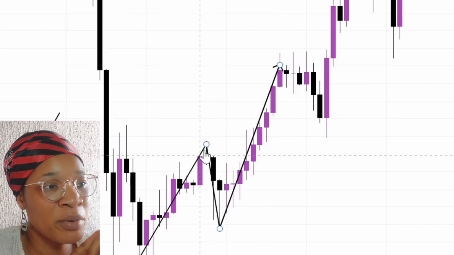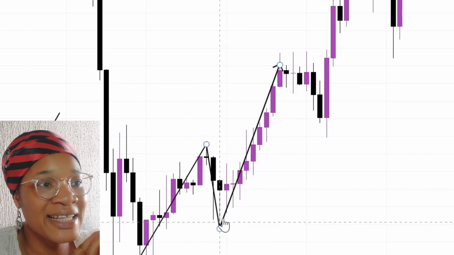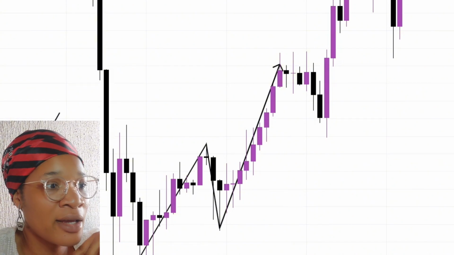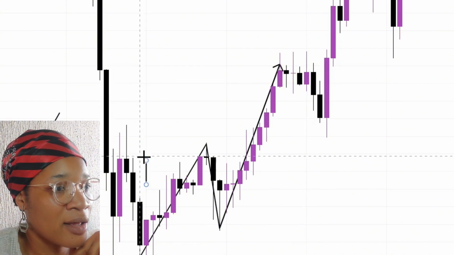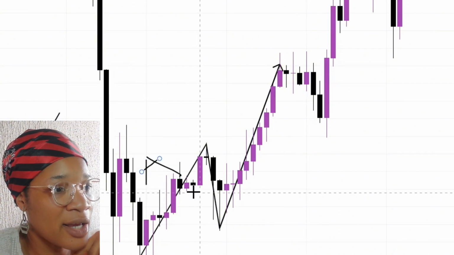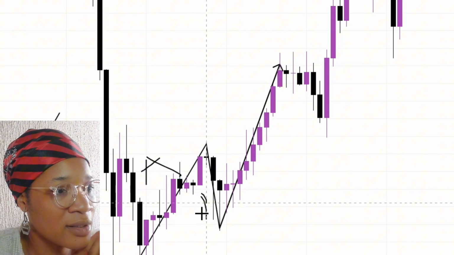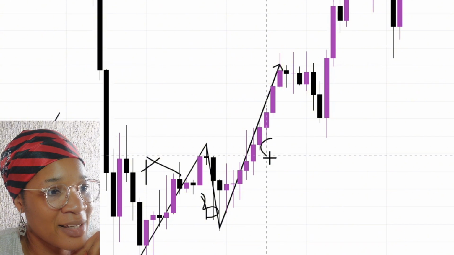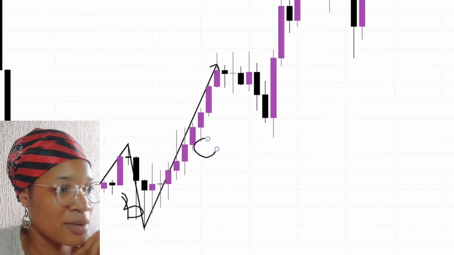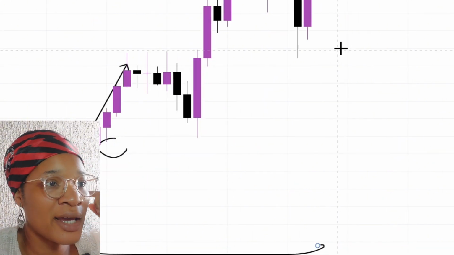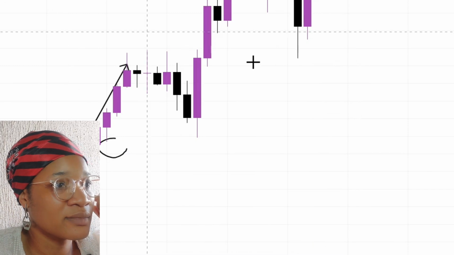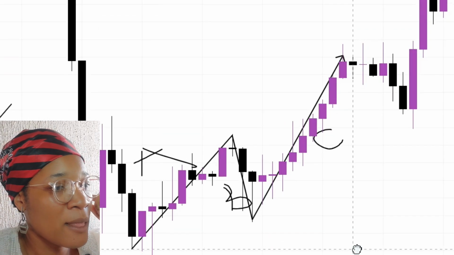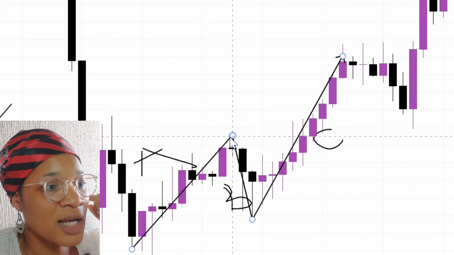So this is the impulsive movement, this is the correction, and then this is the continuation, right? So this is our A, this is our B. I don't know if that is a bit tacky. And this is our C. Okay, this is our A right here, this is our B.